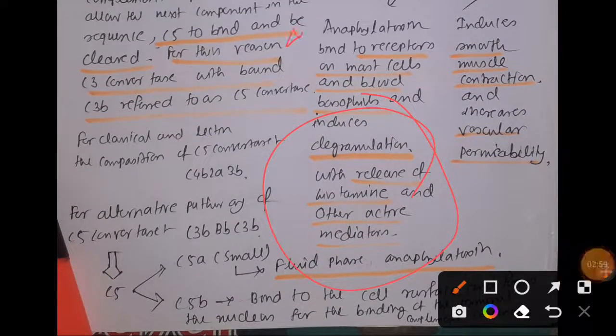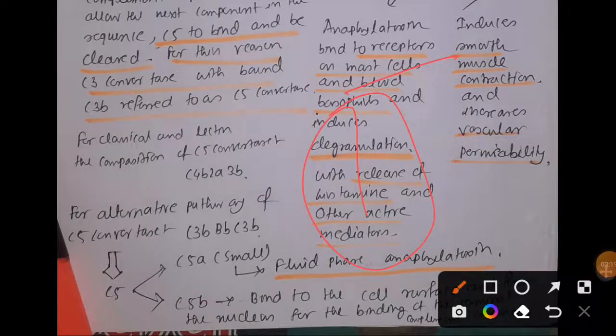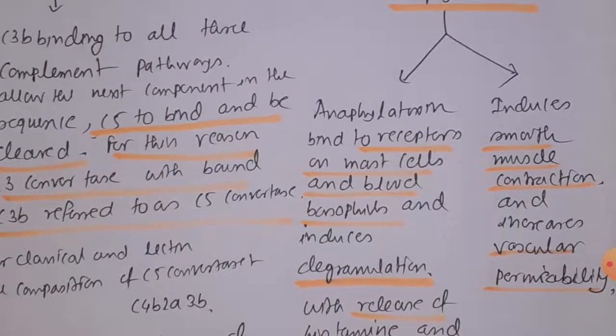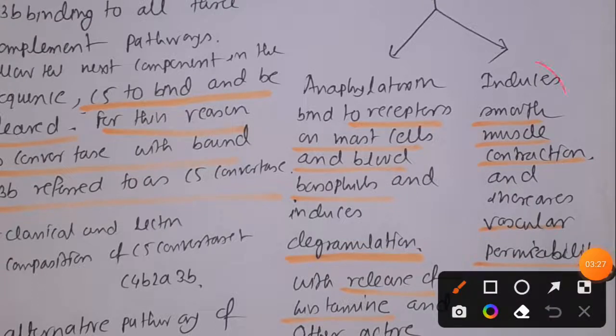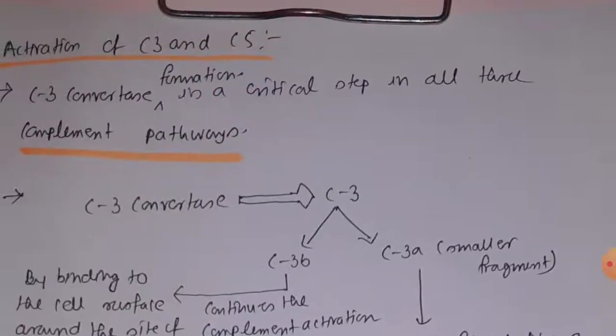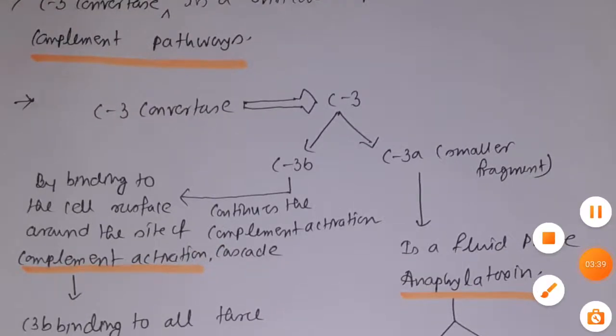So what will anaphylatoxin do? Anaphylatoxin will bind with receptors present on mast cells and basophils and induce degranulation, with release of histamine and other active mediators. We will talk about histamine and active mediators, and about mast cells and blood basophils, in our chapter on hypersensitivity also. Along with that, anaphylatoxin also induces smooth muscle contraction and increases vascular permeability. Clear? So that is the job of C3a, and here the main thing is C3b.